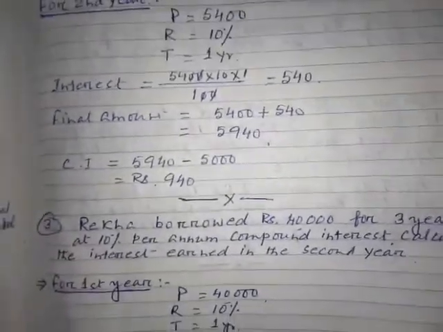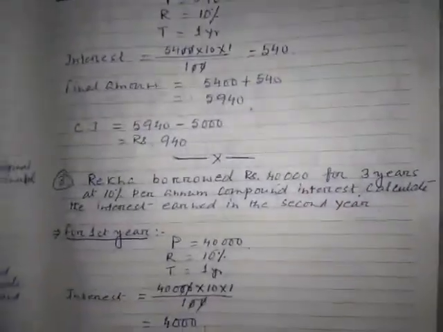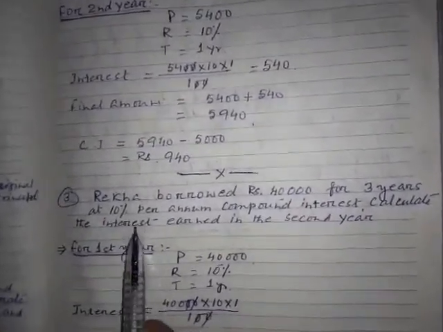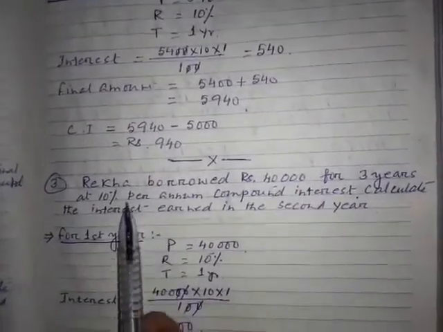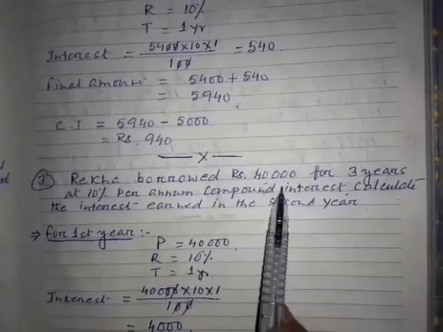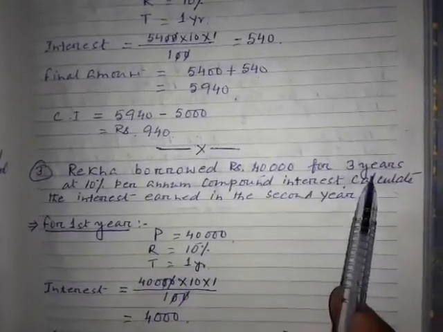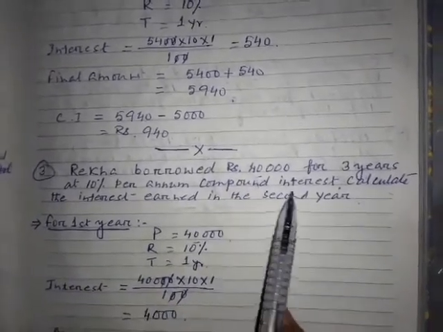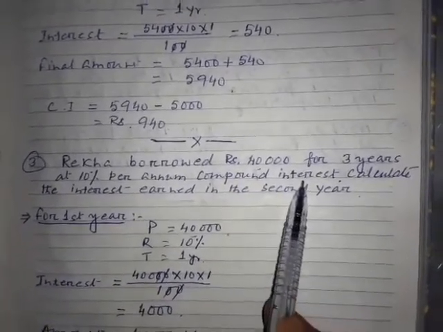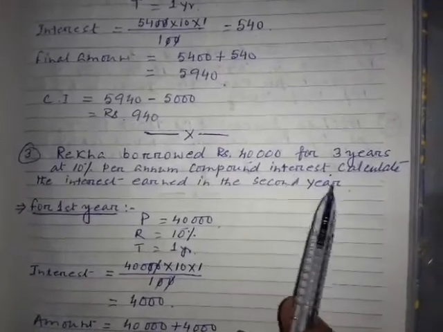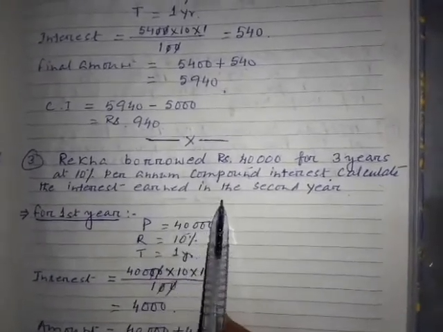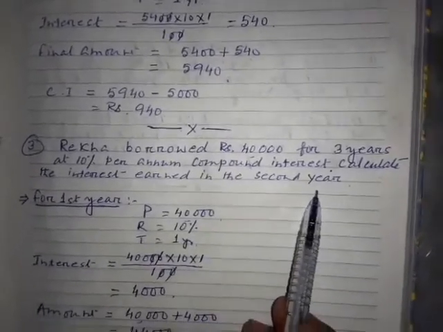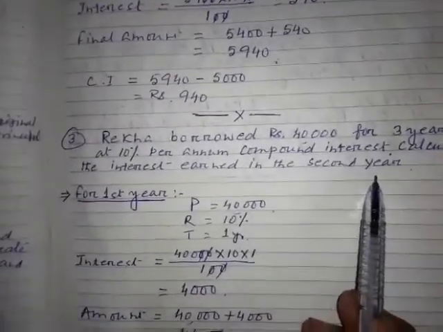Now I am going to discuss the third problem for today. Okay. What is the third problem for today? Rekha borrowed rupees 40,000 for 3 years. Understand? For how many years? 3 years. At 10% per annum compound. That means here, every year the rate of interest is same. Calculate the interest earned in the second year. Only the interest how much she got in the second year.